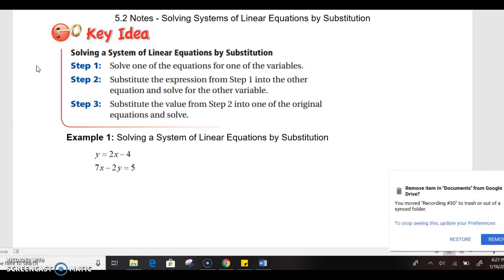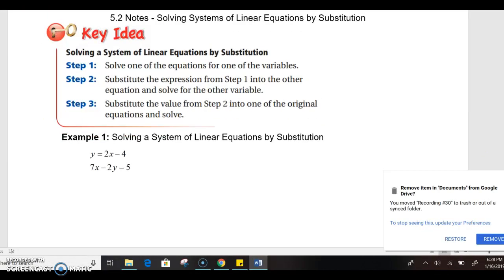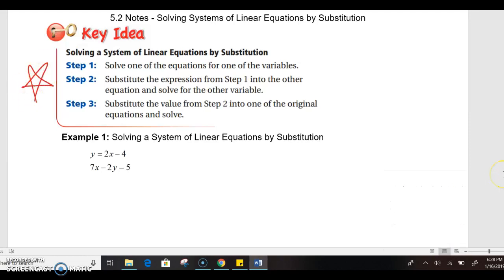So take some time to read through the key idea because, as you know, that's always important in terms of giving us a process to follow. So you're going to read through these steps. And then, of course, I'll just talk you through them as we work through the first example.